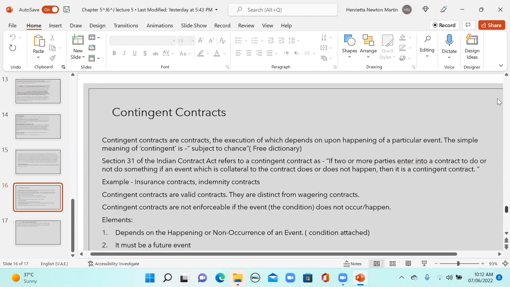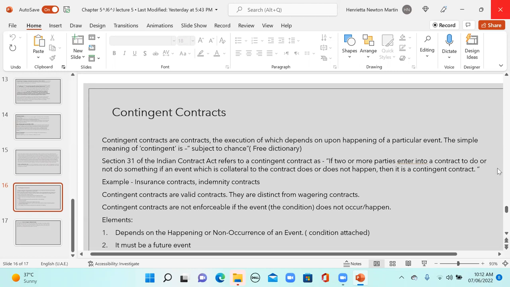Now, to explain it better, I've used the Indian Contract Act, Section 31, which has defined contingent contract. It says that if two or more parties enter into a contract to do or not to do something, if an event which is collateral to the contract does or does not happen, then it is a contingent contract. That means contracts which are dependent on the happening or not happening of a particular event.